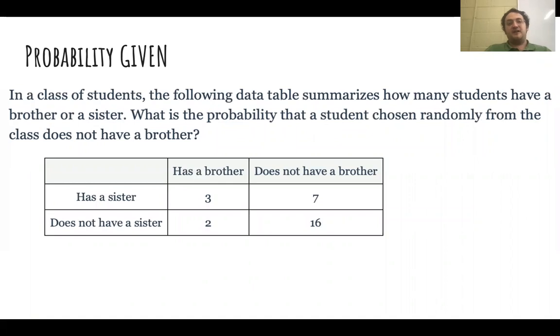All right, and then this one is our first conditional type of probability. Actually, not yet. We'll get to that a little bit later. But this is just getting familiar with the two-way table. In a class of students, this looks at how many students have a brother or a sister. What is the probability that a student chosen randomly from the class does not have a brother? So we care about the number of students in the class. I might want to see what the totals are. We have 10 people that have a sister. We have 18 that do not have a sister, for 28 in total. And we can see the total on the bottom as well.